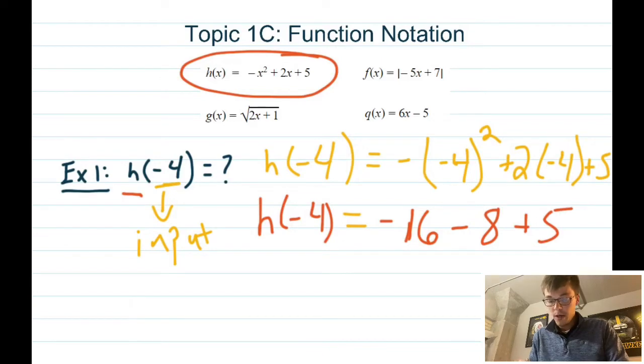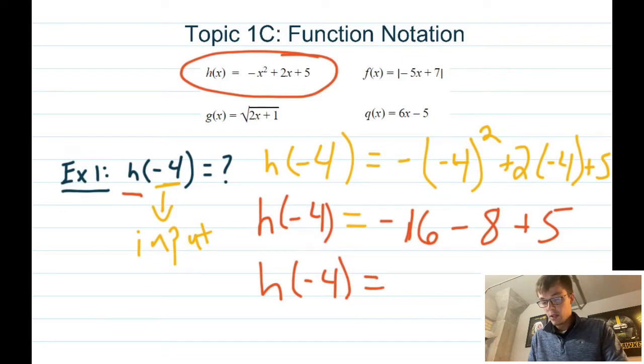And then just combining the rest together, we get h of negative 4, still on the left-hand side, equals negative 16 minus 8 plus 5. Well, that's going to be negative 24 plus 5, which is negative 19. So when you input a negative 4 for your x value, you're going to get as the output negative 19.